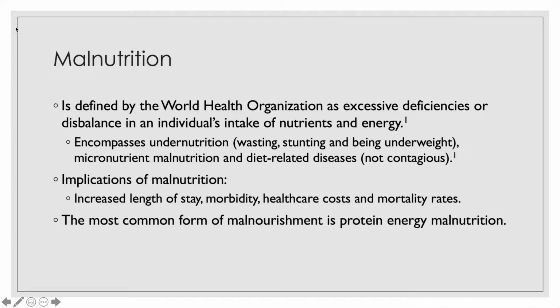So, the implications of malnutrition tend to be increased length of stay, as well as increased morbidity, healthcare costs, and mortality rates. As people stay longer, the healthcare costs end up increasing, and when malnutrition is combined with other comorbidities or other disease states, it can ultimately complicate them even further and increase morbidity and mortality rates. The most common form of malnourishment tends to be protein energy malnutrition, and as dietetic professionals, we ought to be coming in and treating our patients and looking out for this particular type of malnutrition.